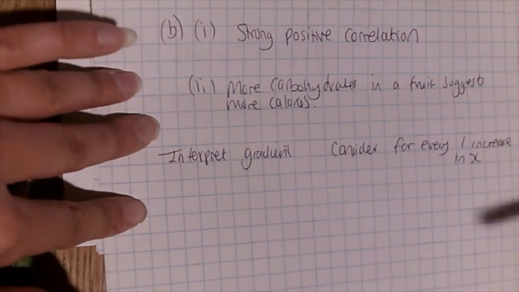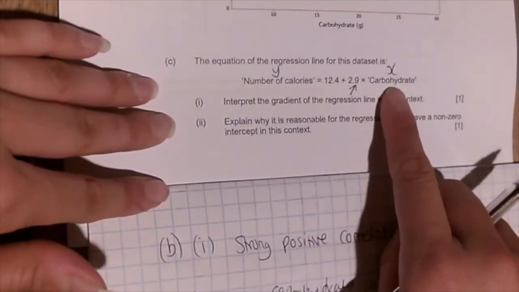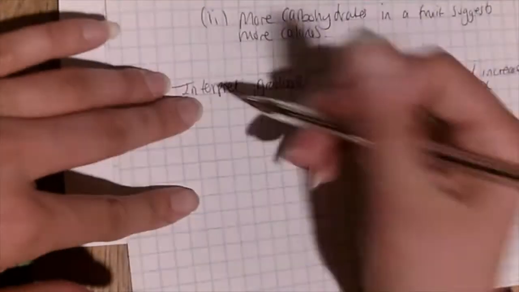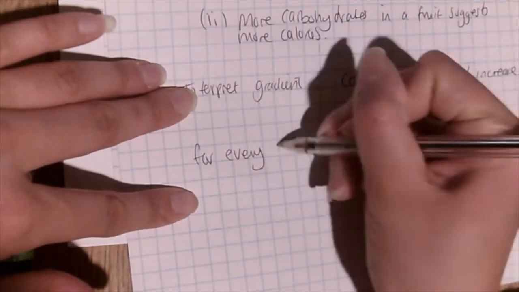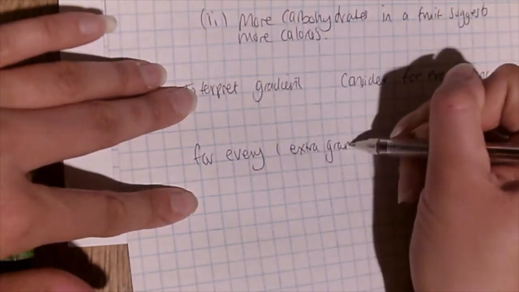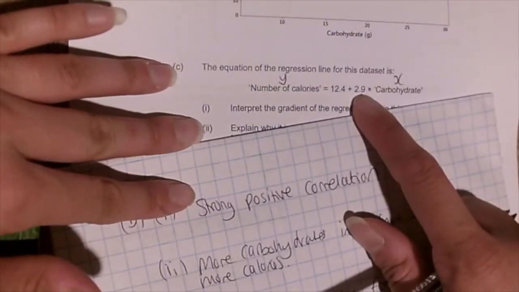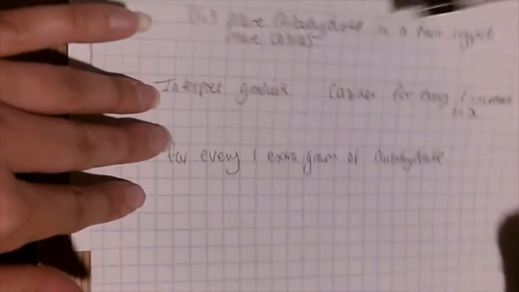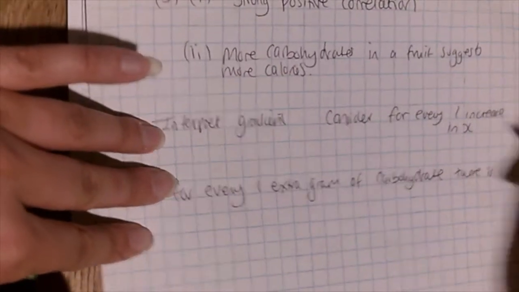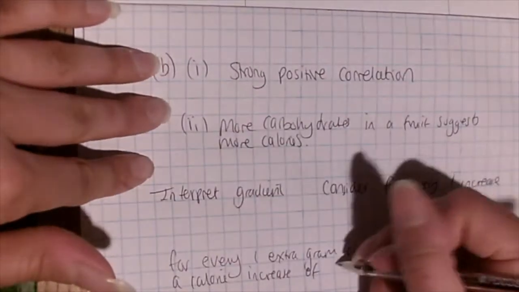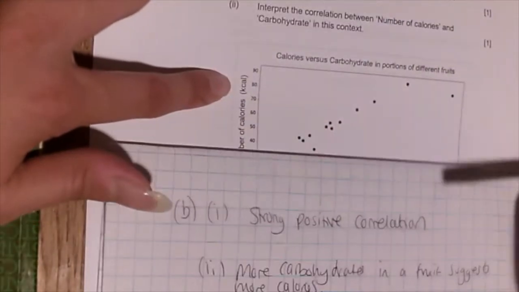y. So in this case, in context, for every 1 extra gram of carbohydrates, so that's the increase in x. That number there, 2.9, tells us the increase in y. So for every 1 extra gram of carbohydrates, there is a calorie increase, our y variable, of 2.9, and the unit is calories, so cal.